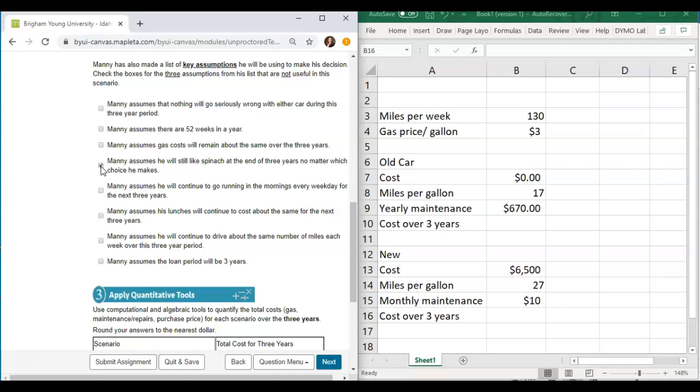Manny assumes he will continue to go running in the mornings every weekday for the next 3 years. Again, a great assumption for him, but it's not helpful in working through all of the calculations for this particular problem. Both of those would be great assumptions for maybe a health-related quantitative reasoning. And the next one, Manny assumes his lunches will continue to cost about the same for the next 3 years.